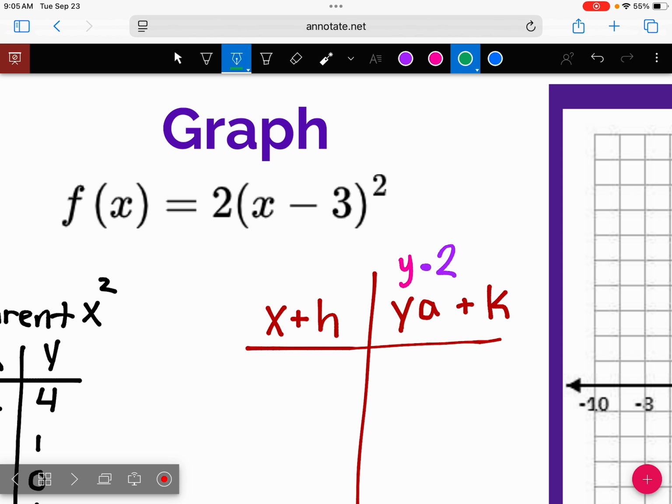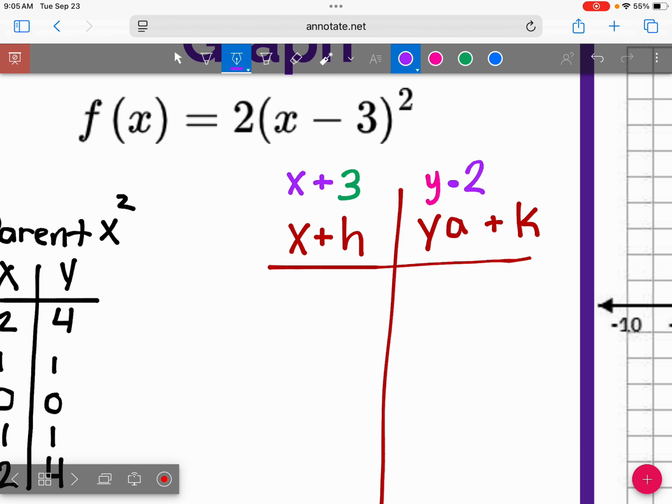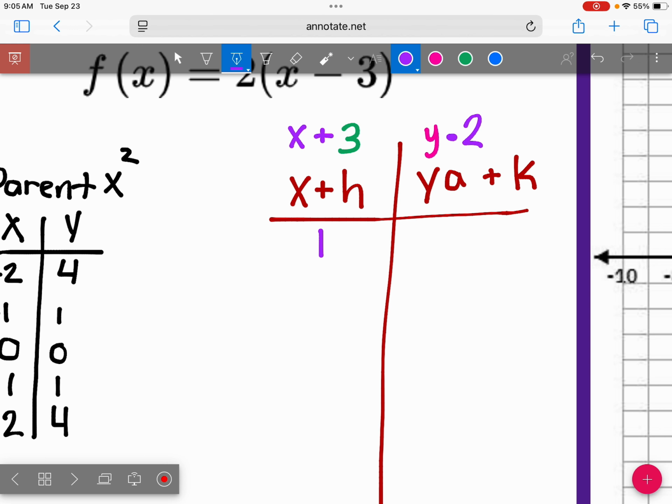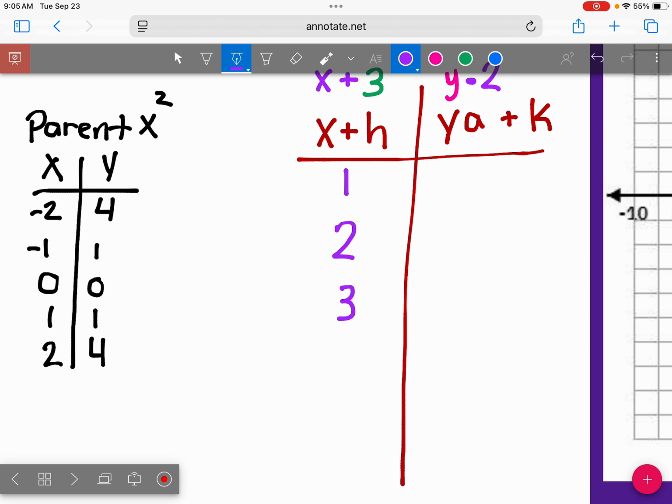What is our h? Positive 3. So we're going to take our x values and add 3. This is what we've done before. So we're taking our x values from our parent function and adding 3. So my negative 2 plus 3 is going to give us a 1. Negative 1 plus 3 is going to give us a 2. And then we'll have 3. And then we'll have 4. And then we'll have 5, because 2 plus 3 gives us 5.